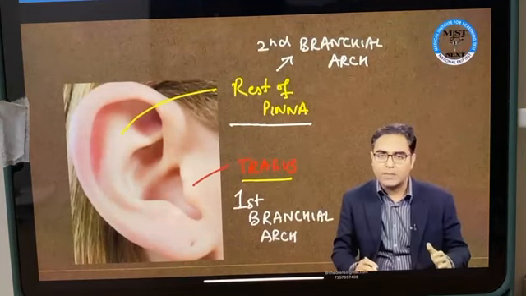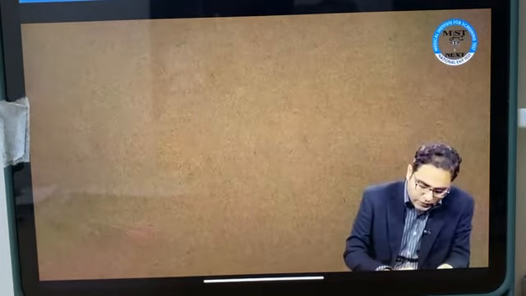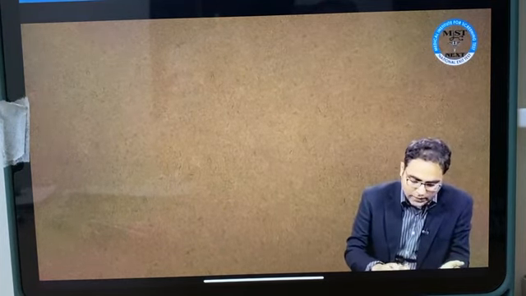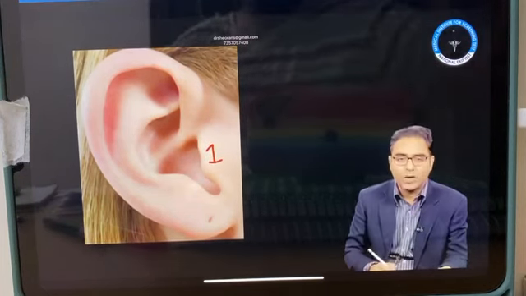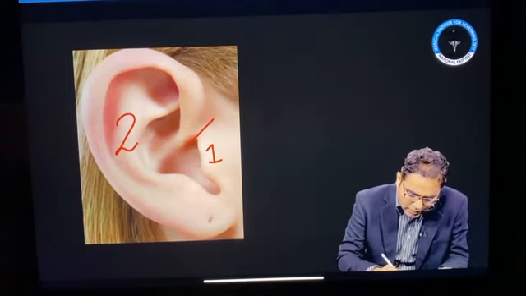Now, let's go to the same diagram once again and understand, because now we are saying that tragus is developing from first branchial arch, rest of pinna developing from second branchial arch. So there must be a line of union between the first and the second branchial arch. Now, I think you can guess over here. This is the first arch derivative, and this is the second arch derivative. Am I clear? So there is an imaginary line here.